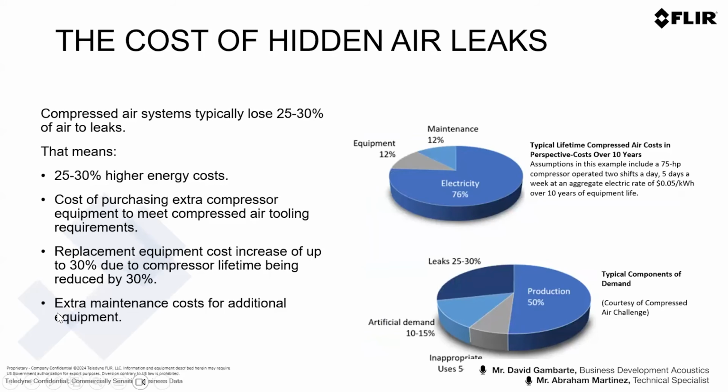This is just an example of a return on investment for compressor leaks. Typically, 25–30% of the system's output is lost to leaks. That means there is a 25–30% higher energy cost because of the need to produce that extra compressed air, plus the cost of purchasing extra compressor equipment to meet the requirements. Of course, if you are wasting compressed air, you need more powerful or more compressors. Equipment replacement costs increase by up to 30% because the compressor lifetime is naturally reduced by 30%. And of course, there is the maintenance cost of your personnel working on the additional equipment.